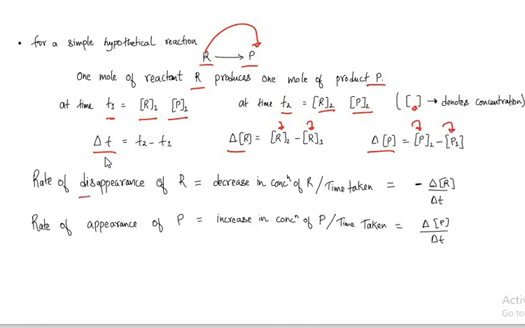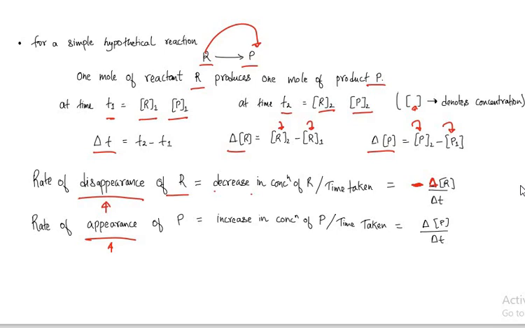So, rate of disappearance of R. Why do we use the word disappearance? It means the reactant is disappearing slowly, and rate of appearance of product means the product is forming slowly. So it is the decrease in concentration of reactant upon time taken. That's why, for the word decrease, we have put a minus sign here, and delta R means change in concentration of reactant upon delta t, the change in time taken.